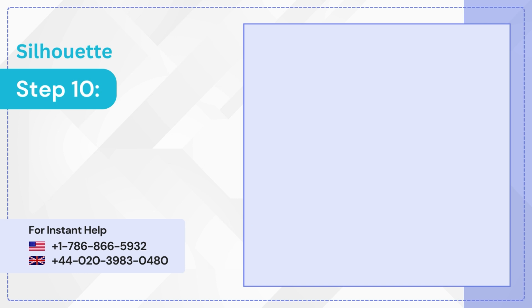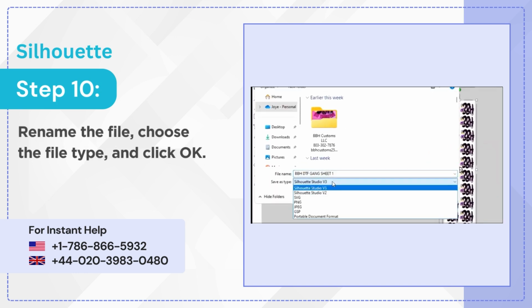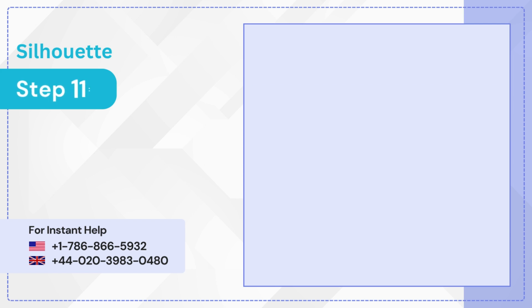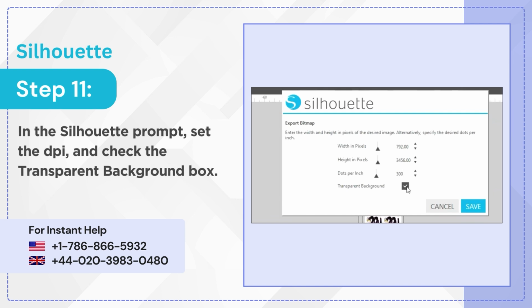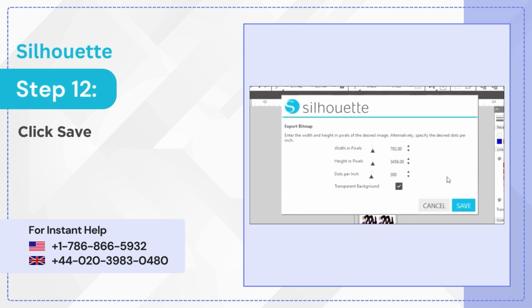Step 10. Rename the file, choose the file type and click OK. Step 11. In the Silhouette prompt, set the DPI and check the transparent background box. Step 12. Click Save.